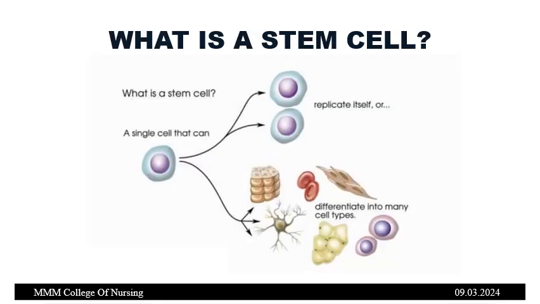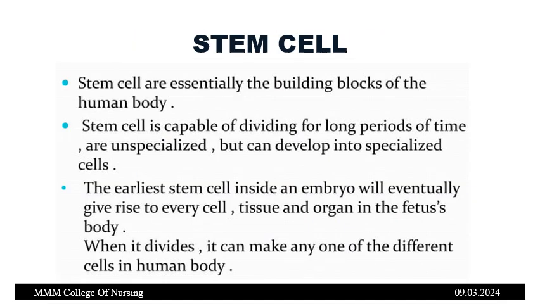What is a stem cell? A stem cell is a single cell that can replicate itself or differentiate into many different types of cells. Stem cells are essentially the building blocks of the human body. A stem cell is capable of dividing for long periods of time and is unspecialized, but can develop into specialized cells. The earliest stem cells inside an embryo will eventually give rise to every cell, tissue, and organ in the fetus's body. When it divides, it can make any one of the different cells in the human body.